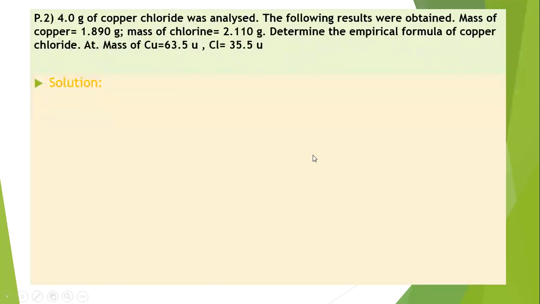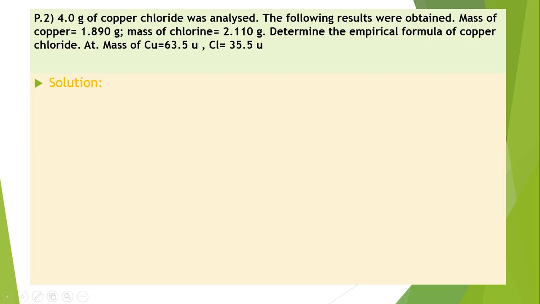Next, let's see one more problem where we are having 4 gram of copper chloride. Copper chloride was analyzed. The following results were obtained. Mass of copper is equal to 1.890 gram and mass of chlorine is equal to 2.110 gram. Determine the empirical formula of copper chloride. And atomic mass of copper is equal to 63.5 u and chlorine is equal to 35.5 u. It is given in the question.